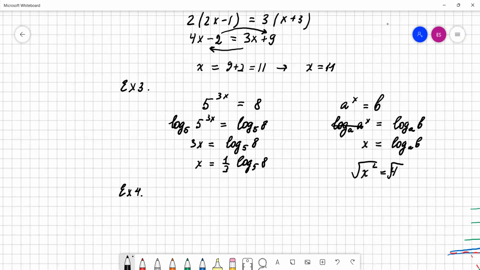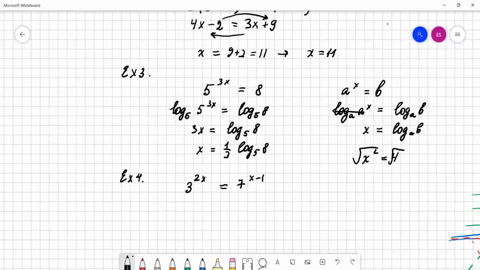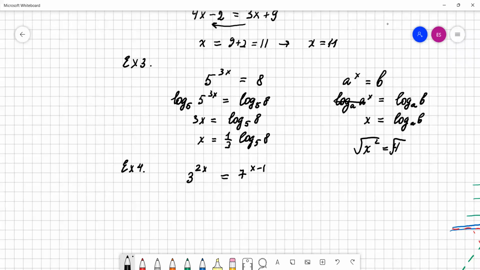Example number 4. Imagine that you have 3 to the power of 2x equals, I don't know, let's use something like 7 to the power of x minus 1. And you see there are two exponential functions here, and the base of this is 3 and the base of this is 7. Which one should we use to take a log? Well, you can actually use either one. It's going to work, but I have a better suggestion. Why don't we take ln, the natural logarithm, of both sides? So ln of 3 to the power of 2x equals ln of 7 to the power of x minus 1.